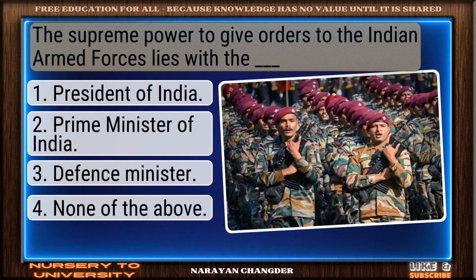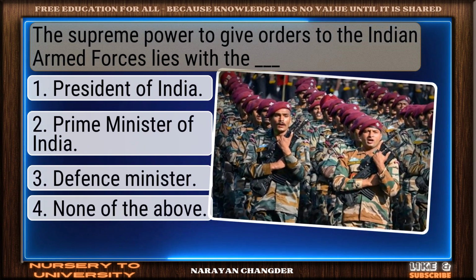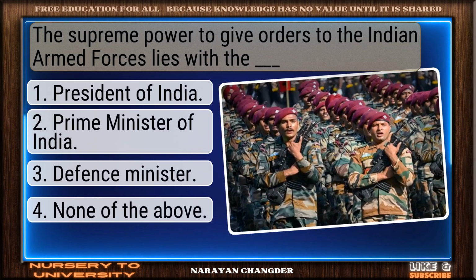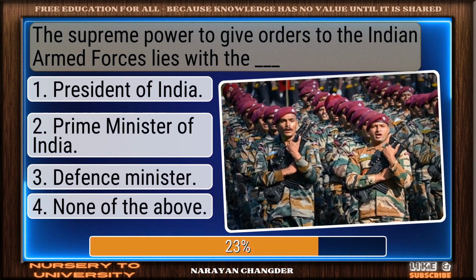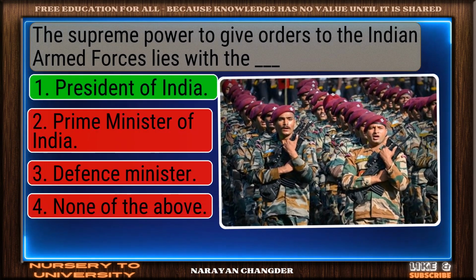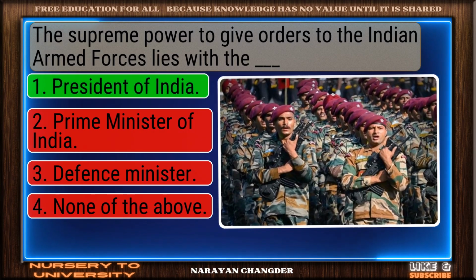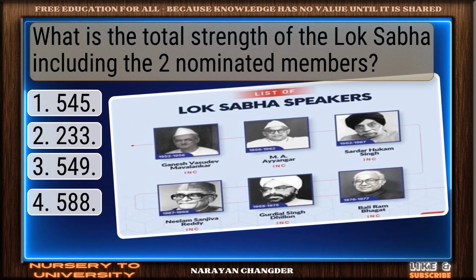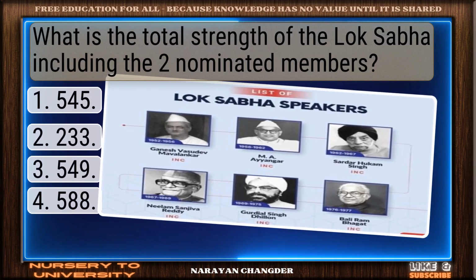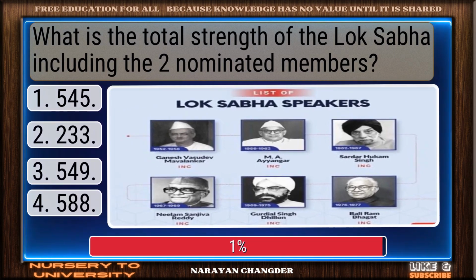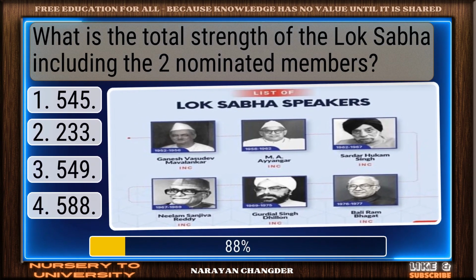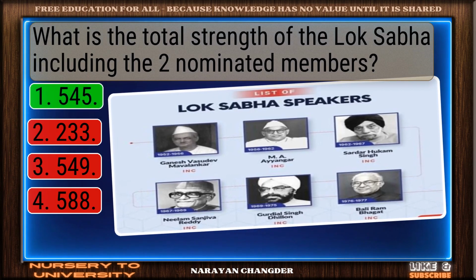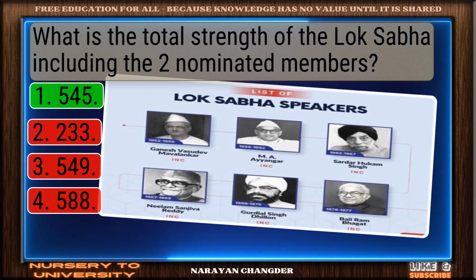Question number 45. The supreme power to give orders to the Indian Armed Forces lies with the dash. Right again. President of India is a valid answer. Question number 46. What is the total strength of the Lok Sabha, including the 2 nominated members? Well picked. 545 is the correct answer.